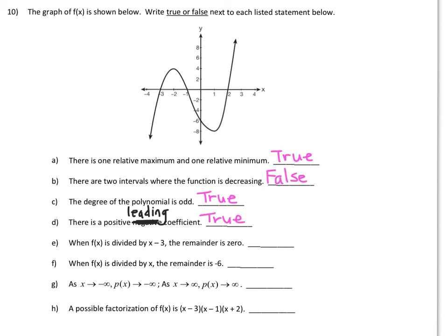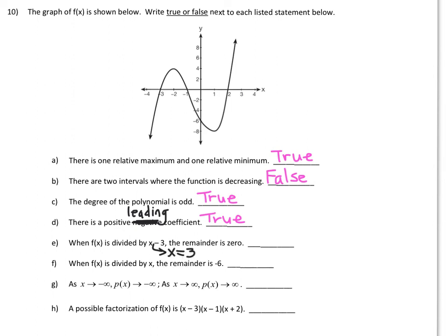All right, letter E. When f of x is divided by x minus 3, the remainder is 0. Okay, if we're dividing by x minus 3, right, what we want to do is we want to look at the 0 that corresponds with a factor of x minus 3. So if we have a factor of x minus 3, the 0 we're going to be looking at here is x equals positive 3, right? We change the sign.